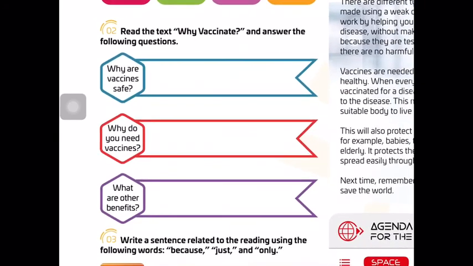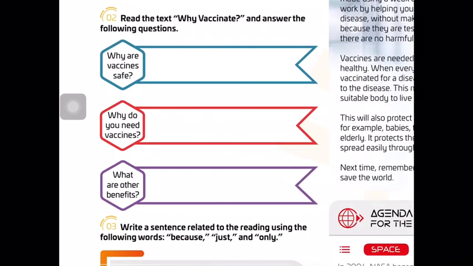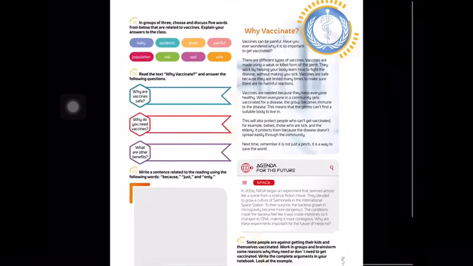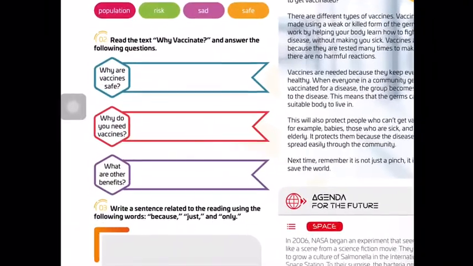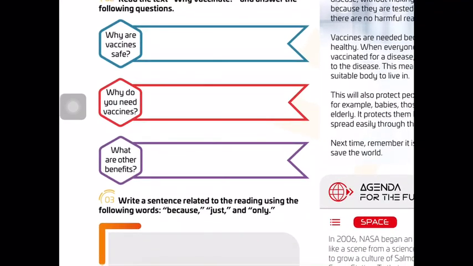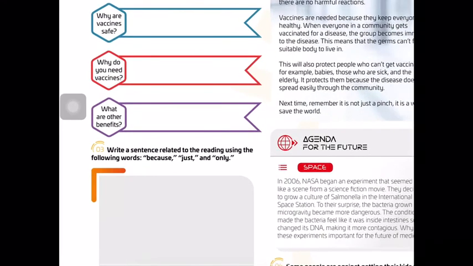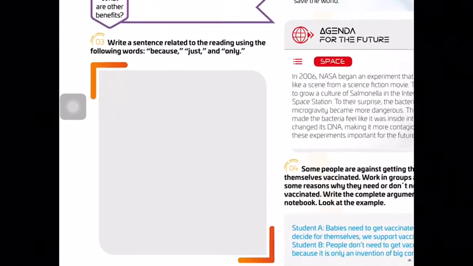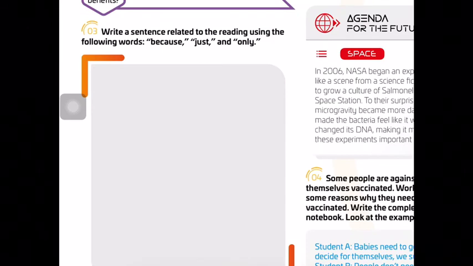Exercise 2, read the text, why vaccinate, and answer the following questions. Okay, this is the text, why vaccinate. You have to read that text and answer these 3 questions. Why are vaccines safe? Why do you need vaccines? What are other benefits? Okay, exercise number 3, write a sentence related to the reading using the following words: because, just, and only.